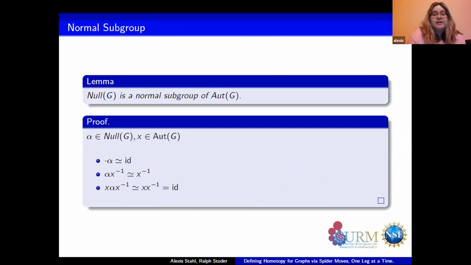So then we wanted to prove that it was a normal subgroup. So if alpha is in null G, we know it's homotopic to the identity. And using those composition lemmas, we know we can compose it with X inverse and it's still homotopic. And then we can compose it again with X and get that X alpha X inverse is homotopic to the identity.